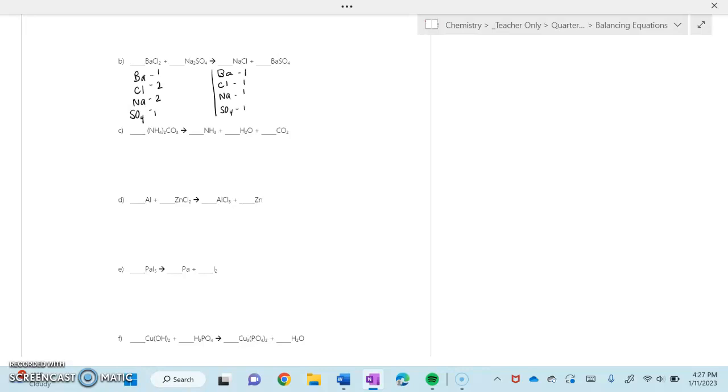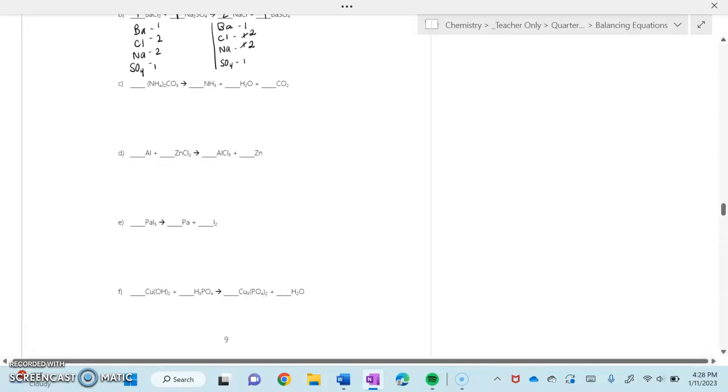So this one looks like it's only going to need 1 coefficient to get our equation balanced. Let's pick Na to do first, and look at that. It's actually going to take care of both because it will multiply by distribution to both the Na and the Cl. And we're balanced. 1, 1, 2, 1.